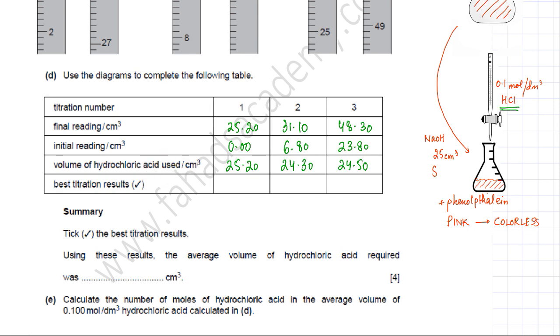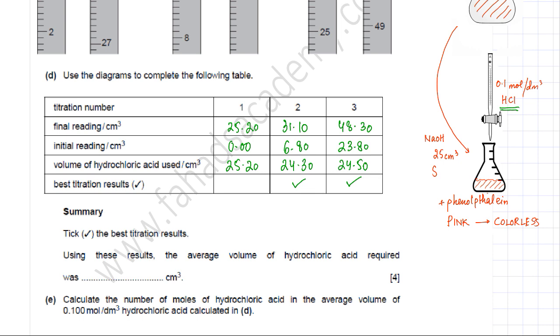The best titration results are the ones that are close together, because values that are slightly far off indicate that there must be something wrong in the experiment or something anomalous. So this value is slightly off from the other values. Your best titration results are the ones that are very close to each other. So these two are your best titration results.